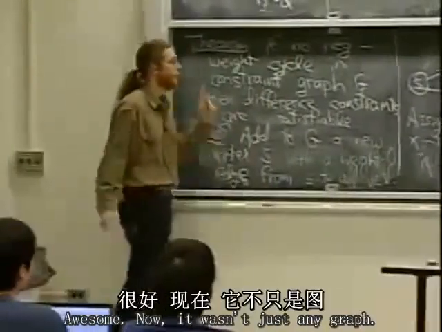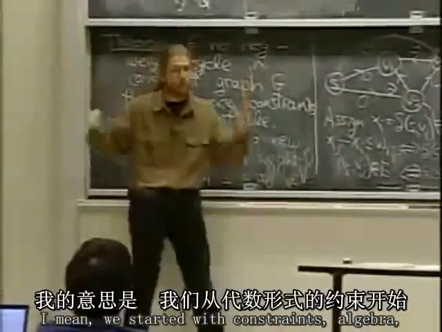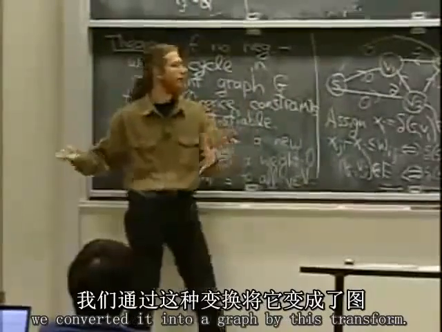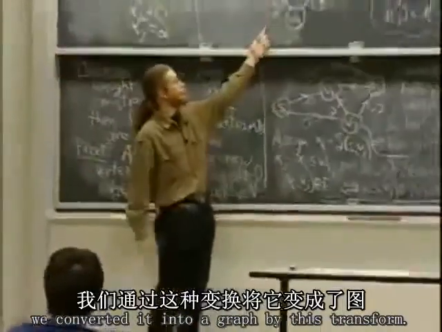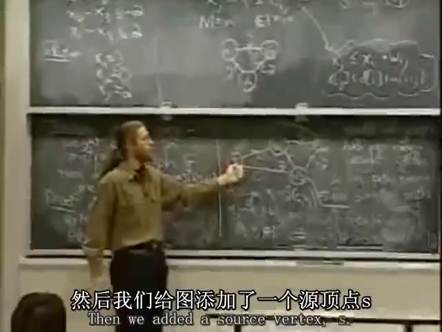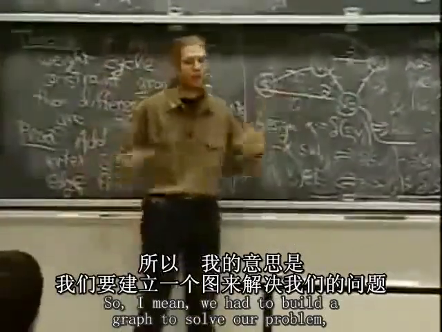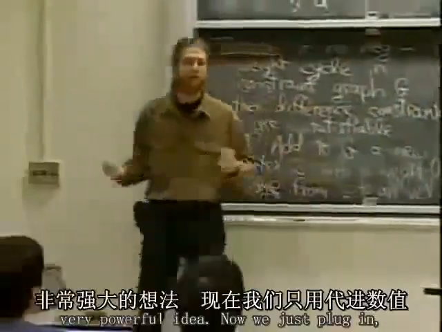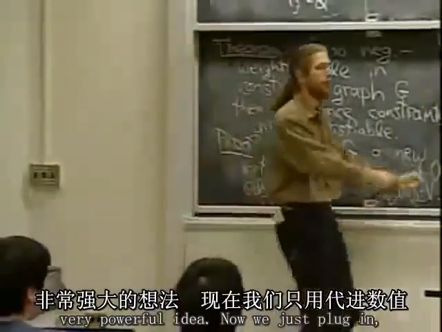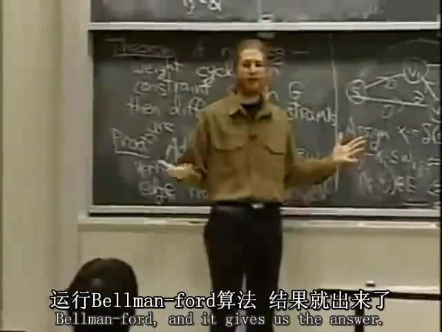Awesome. Now, it wasn't just any graph. I mean, we started with constraints, algebra. We converted it into a graph by this transform. Then we added a source vertex S. So we had to build a graph to solve our problem. Very powerful idea. And then we just plug in Bellman-Ford. It gives us the answer.